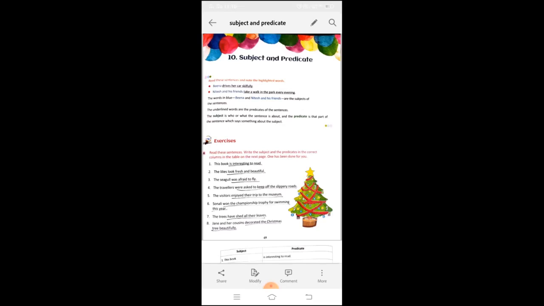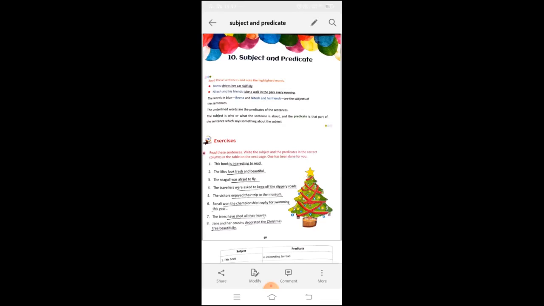Beena drives her car skillfully. So who is driving? Beena. So Beena is the subject, and what is Beena doing? Drives her car skillfully. So that is the predicate.